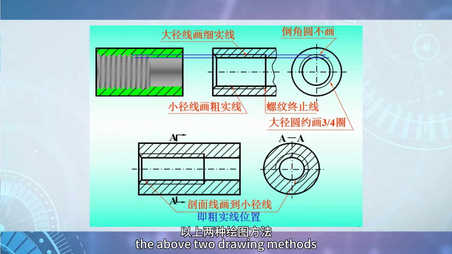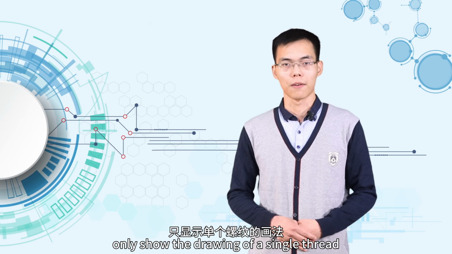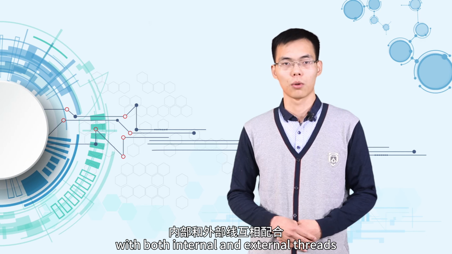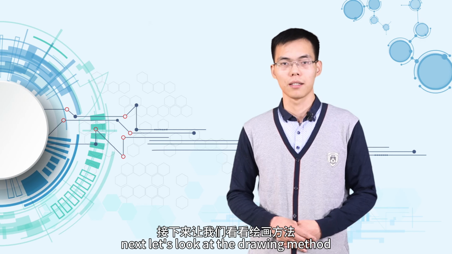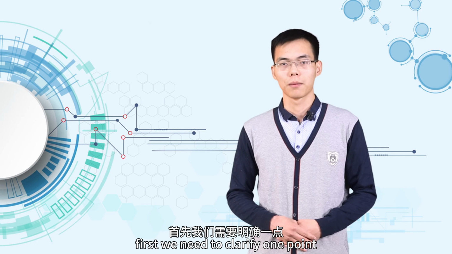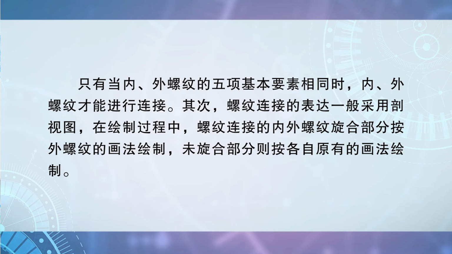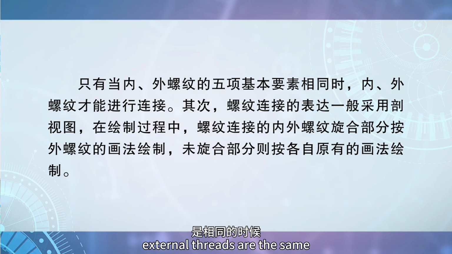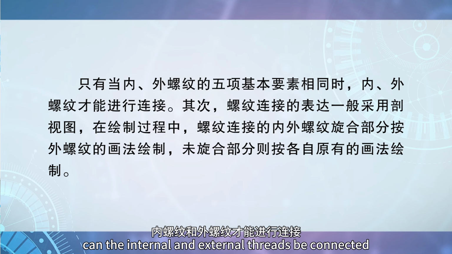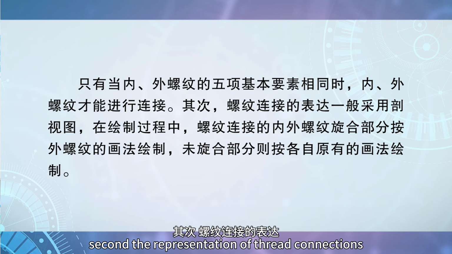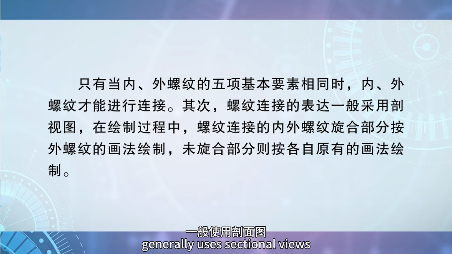The above two drawing methods only show the drawing of a single thread. However, threads are generally used in conjunction with both internal and external threads. Next, let's look at the drawing method for the engagement of internal and external threads. First, we need to clarify one point. Only when the 5 basic elements of the internal and external threads are the same can the internal and external threads be connected. Second, the representation of thread connections generally uses sectional views.